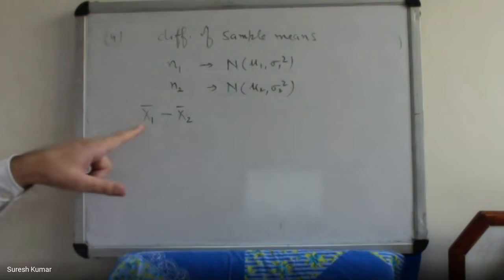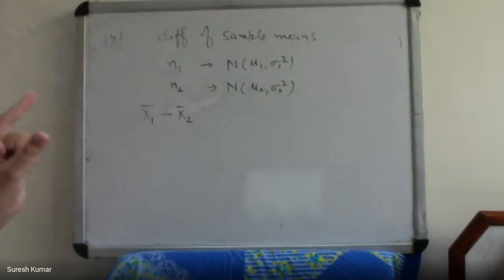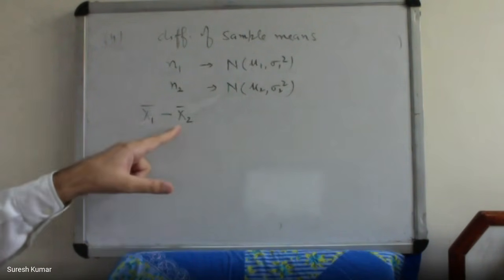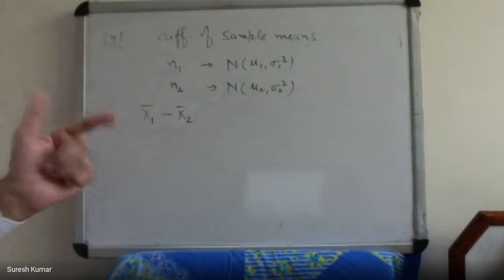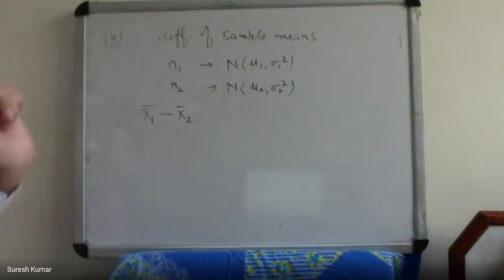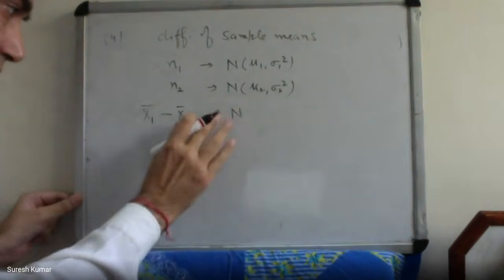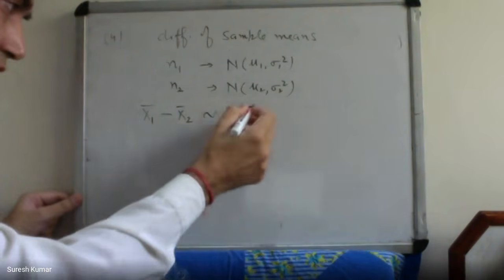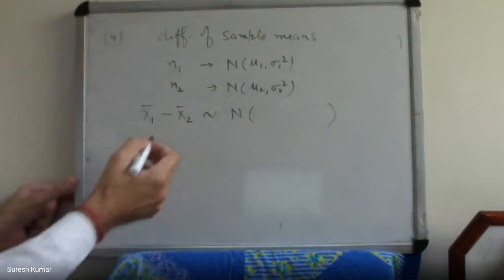So first of all, because x1 bar, x2 bar are sample means of two random samples taken from two normal populations, both are random variables. Correct? And you know that a linear combination of normal random variables is again a normal random variable. That means x1 bar minus x2 bar is a normal random variable. That is for sure. It follows a normal distribution. Now, what remains to determine? Its mean and variance. That's also easy to calculate.